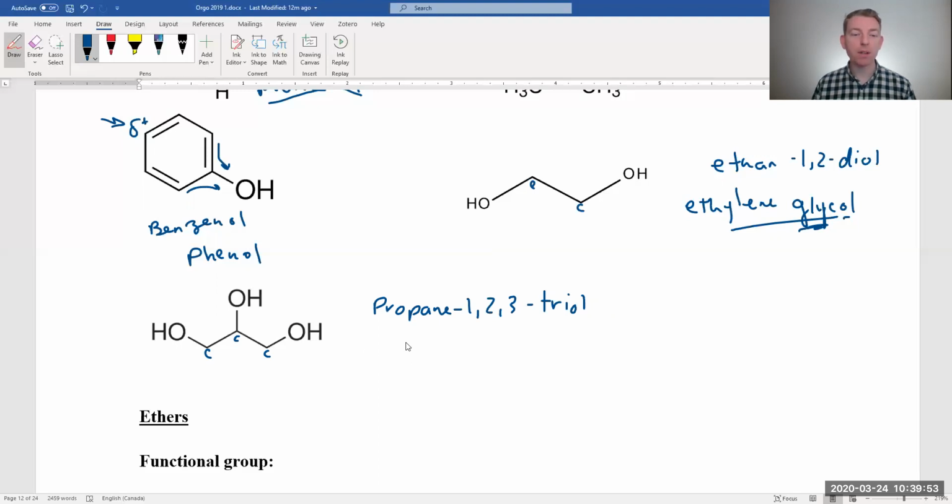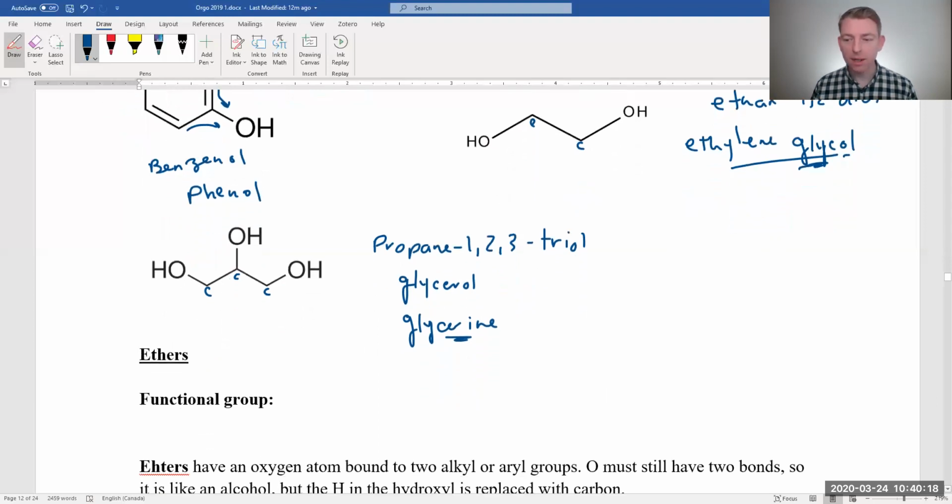You probably have also heard about this as glycerol or glycerin, which again is not a systematic name, but it is a way that's quite commonly talked about. So glycerine, it's in your hand sanitizers just as a gelling agent.